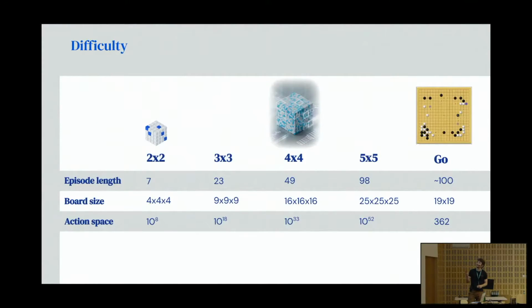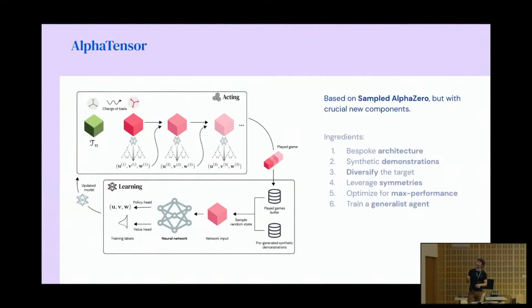Okay, so that's summarized here. As I was mentioning before, so far I described the AlphaZero system, but now we want to use it to tackle this much more challenging game of tensor decomposition. So we need some additional components that allow us to use this system for this much more challenging game. In particular, I will describe 6 ingredients which basically turn AlphaZero into AlphaTensor.